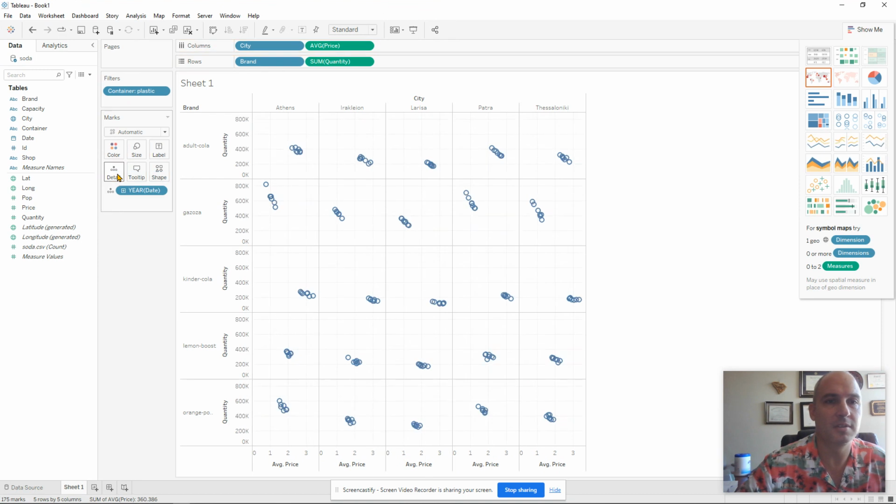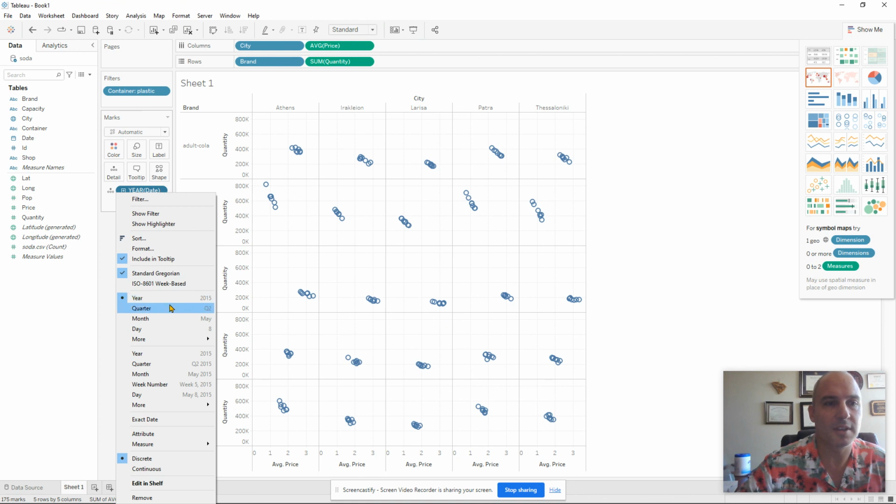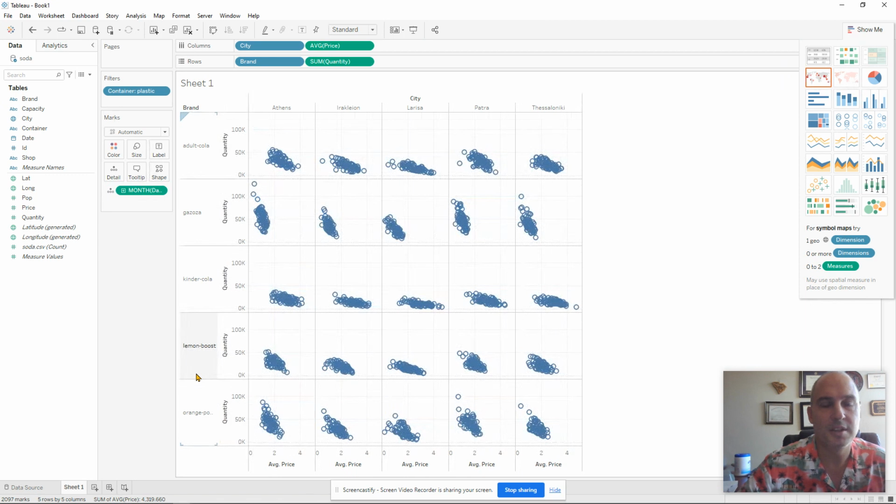We could do detail like this, or I could have done color. Either one's fine. And again, we don't want to just have it go across for every year, because our data has more variation. Remember, we want to use year and month, the best, smallest level. So there's our scatter plots right there.